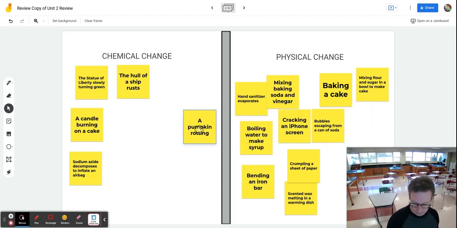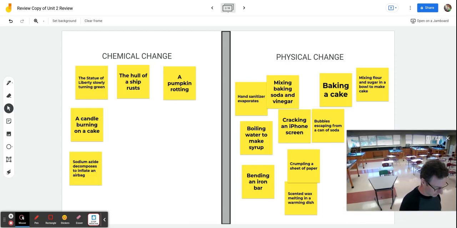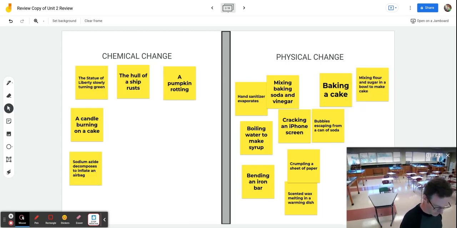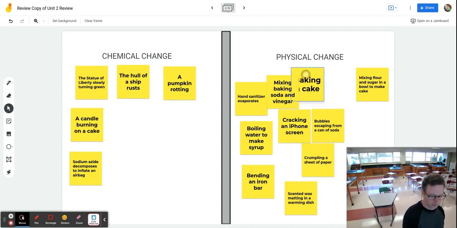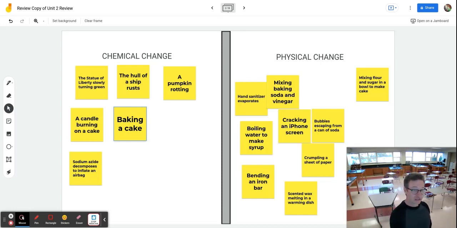A pumpkin rotting, that is another form of decomposition. Let's see, is there another? Oh, that's the last tab there. So none of these, oh, baking a cake. Sorry, I knew there was one I was missing. Baking a cake. So mixing the flour and sugar, just mixing them together doesn't change the composition, but once you start baking, you're initiating chemical reactions and chemical processes that change the composition of the flour and the sugar and the other ingredients into other compounds.